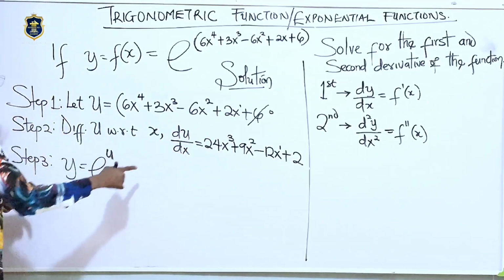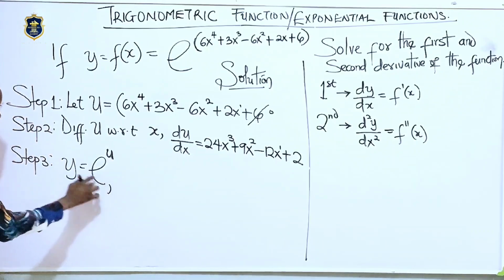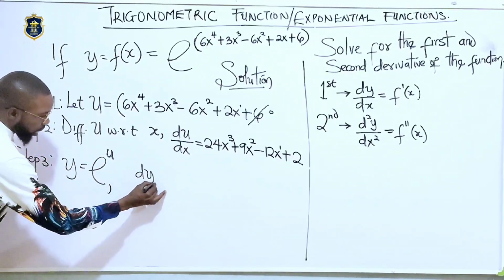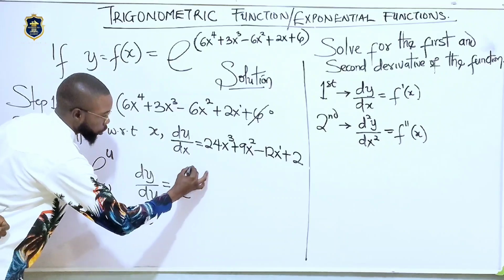So this u is everything there, just replacing it, right? And then we differentiate. We differentiate y with respect to u, so that we have dy over du. What is it? The same function, e raised to the power u.